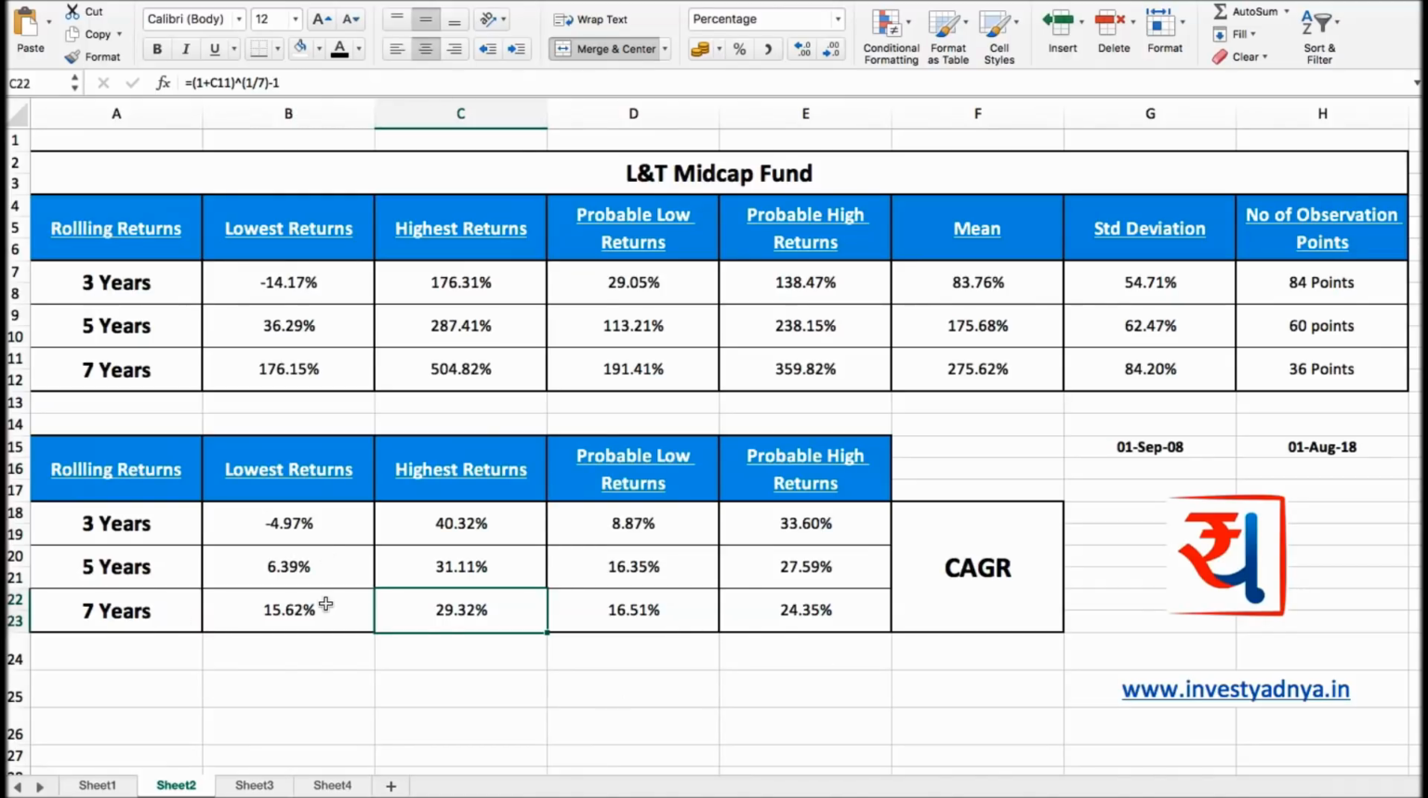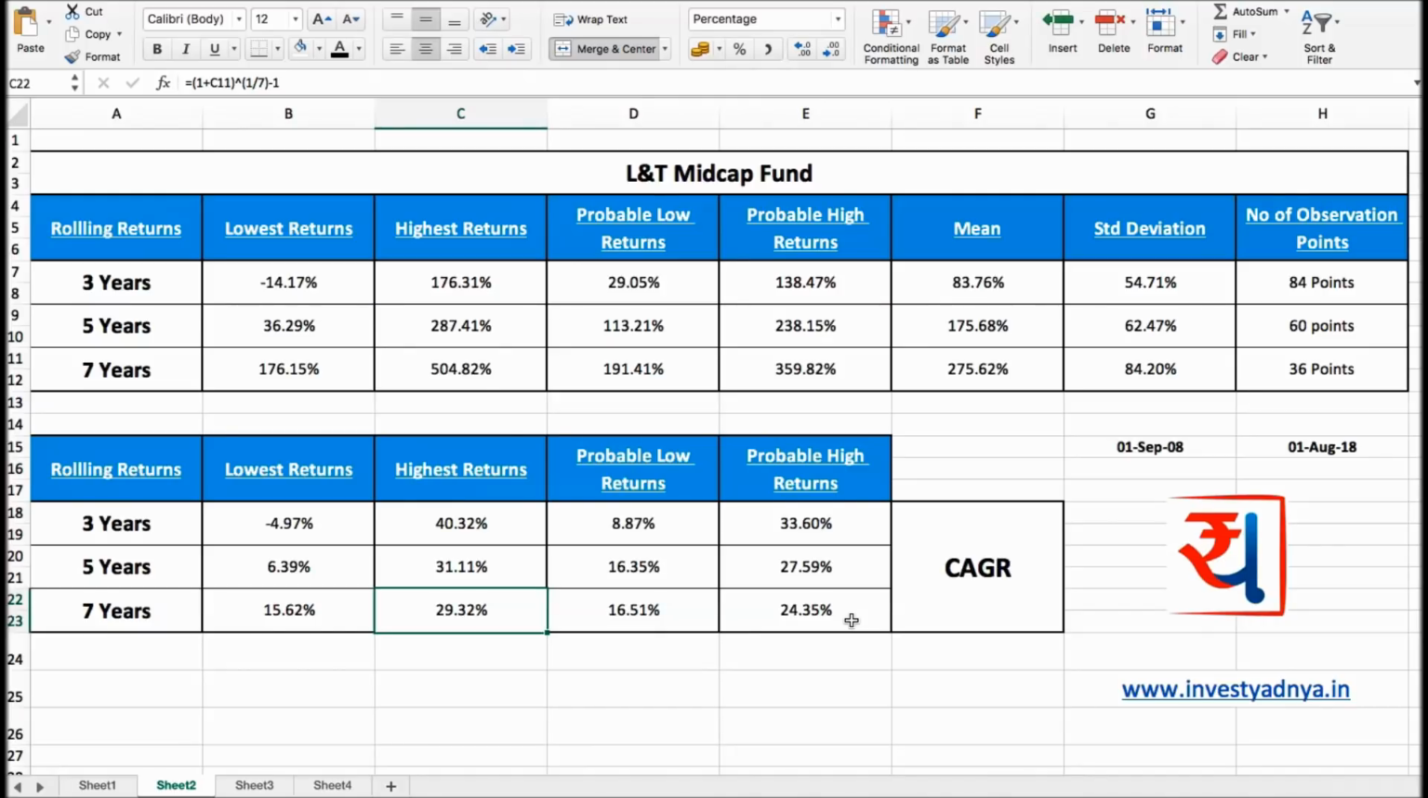So now for 7 years this fund looks good. The lowest returns this fund has given for 7 years is 15.62%. The highest returns this fund has given for 7 years are 29.32% per annum. The probable low returns this fund can give over the period of next 7 years could be 16.51%, and the probable high returns this fund could give over the period of next 7 years could be 24.35%. So now we have done the analysis for L&T Midcap Fund.